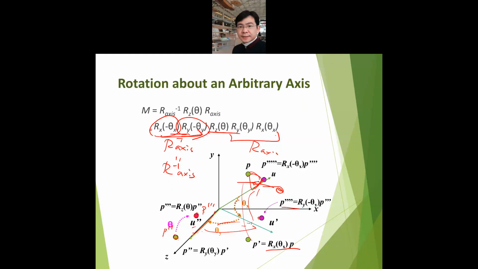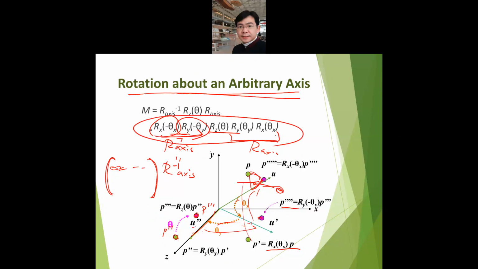But we actually have some formulas for rotation about an arbitrary axis. They are relatively complex. For instance, when you check the rotation matrix of rotation about an arbitrary axis, you will commonly see squares divided by something. It's actually derived from this sequence of transformations.